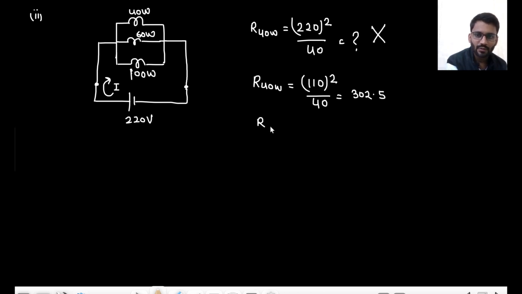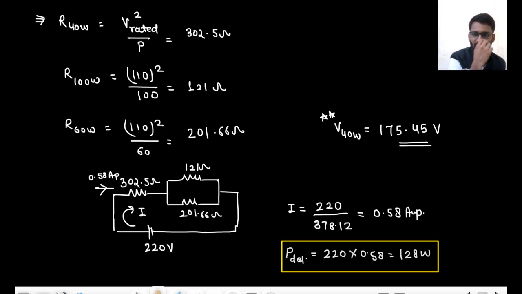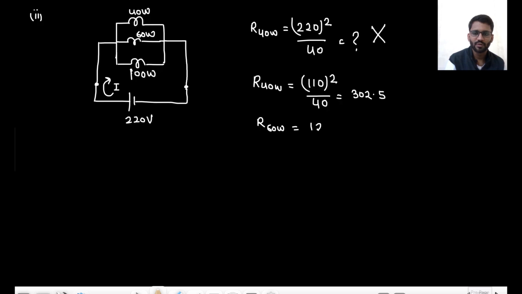Okay, and the resistance of the 60 watt bulb is also fixed. Oh, sorry. That was for 100 and this was for 201.66.